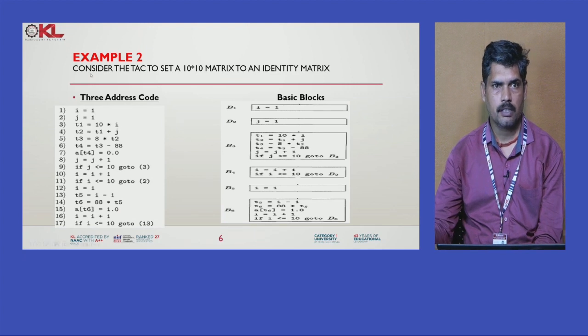This is another example. Consider 3 address code to set a 10 by 10 matrix to an identity matrix. So this is the code. We are initializing the I and j values. We calculate t1 equals 10 into i, t2 equals t1 plus j, t3 equals 8 into t2, t4 equals t3 minus 88. So a of t4 is initialized to 0. j equals j plus 1. If j is less than or equal to 10, go to 3.